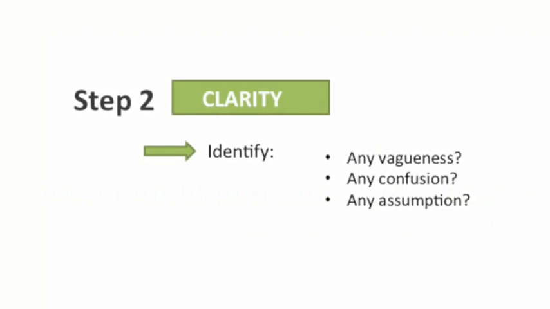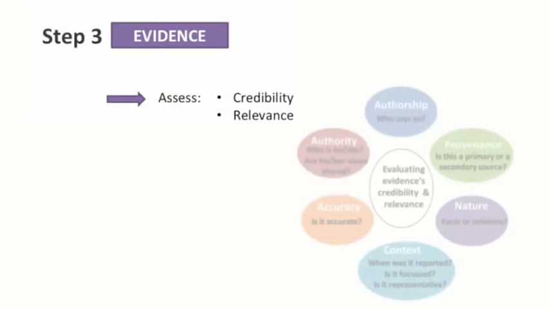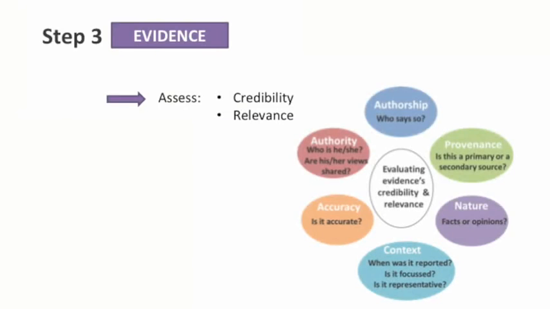The second step is looking at the clarity of the argument. Does it all make sense? Is it all clearly described? Is there any vagueness or confusion? The next step is a familiar one. You need to assess the evidence. As you learned to do last week, you need to assess the reliability and relevance of the evidence given to support the argument. As we've seen, you need to assess all of these parameters.